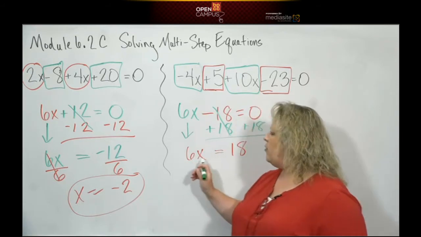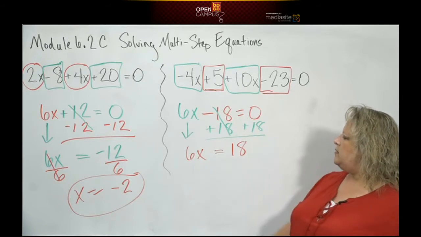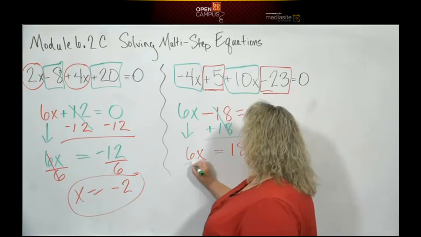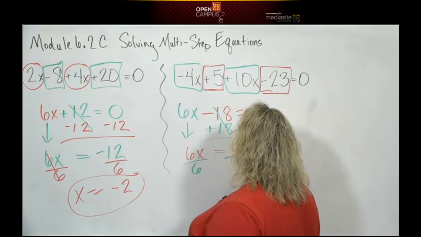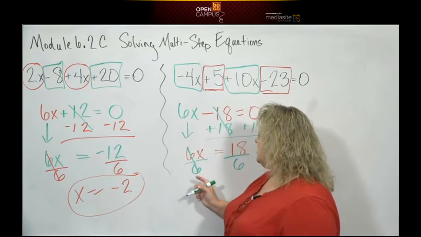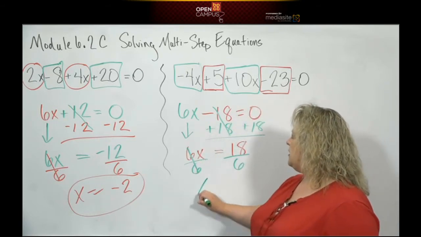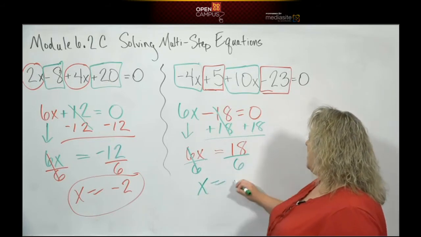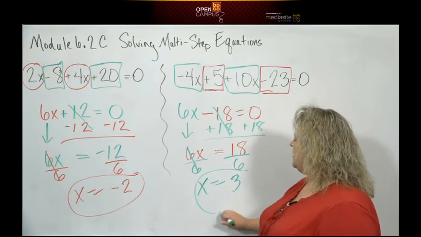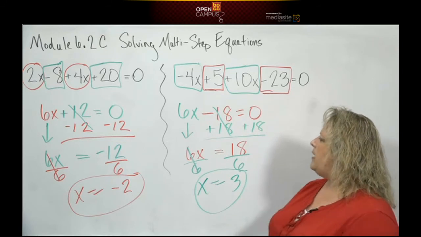So then I'm down to a one-step equation. I get 6x is equal to 18. So I do division because division is the opposite of multiplication. And 6 divided by 6 is just 1, so that's 1x. 18 divided by 6 is 3, and everything's positive, so I'm done with that.